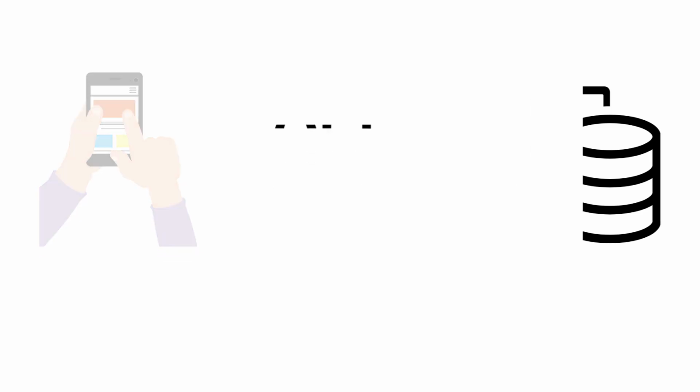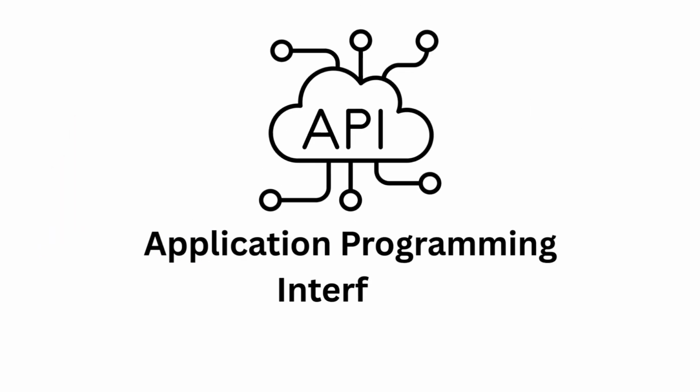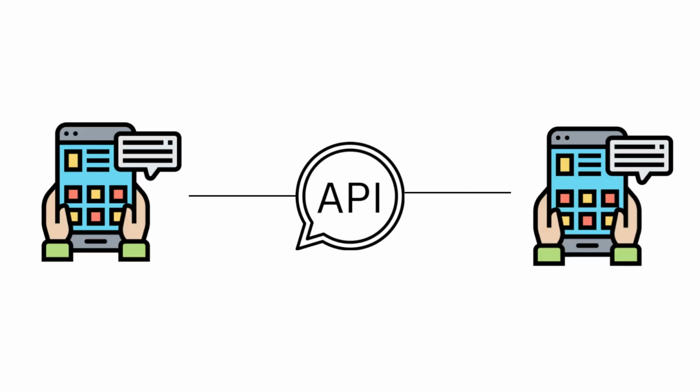API stands for Application Programming Interface. But don't worry about the definition. Think of an API as a messenger between two applications. Let's understand this with a real life example.